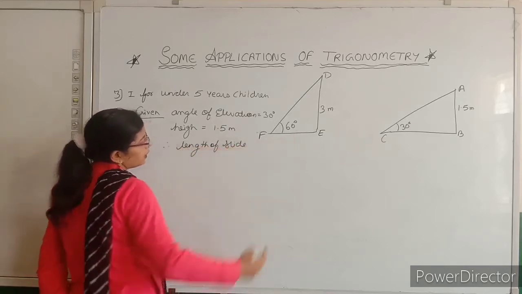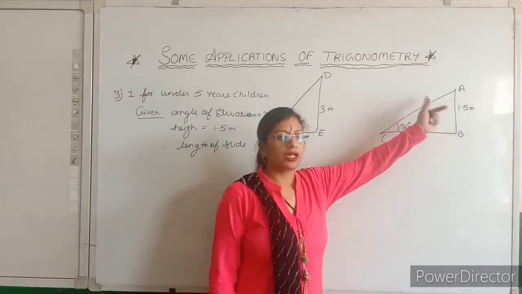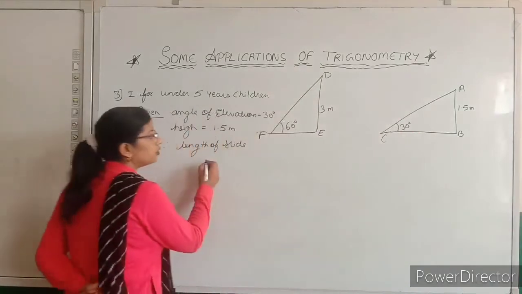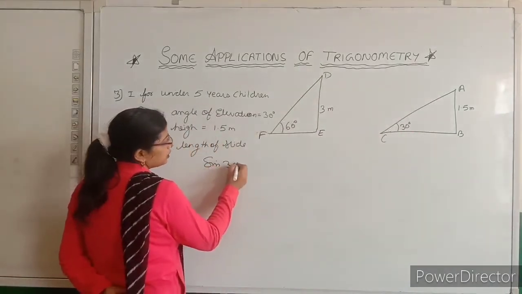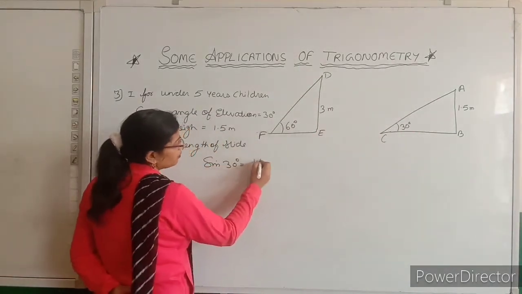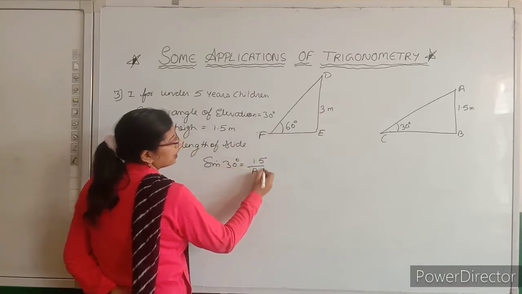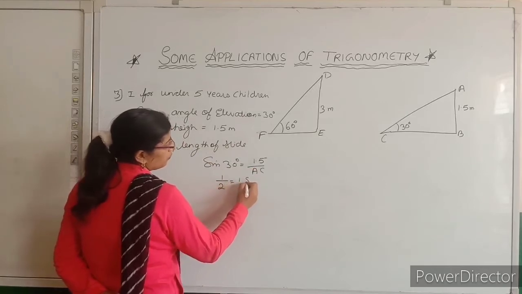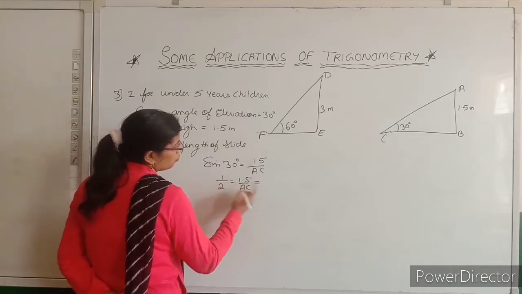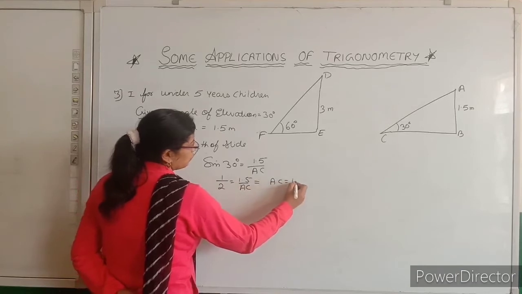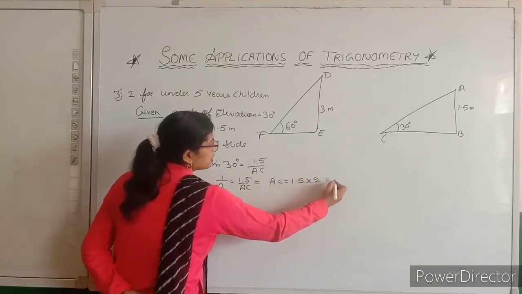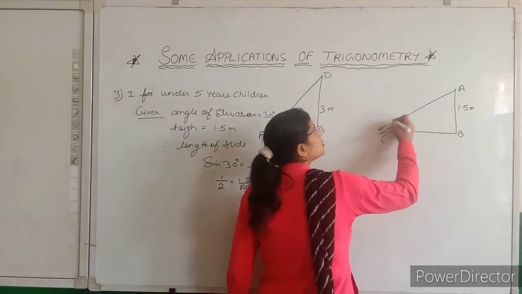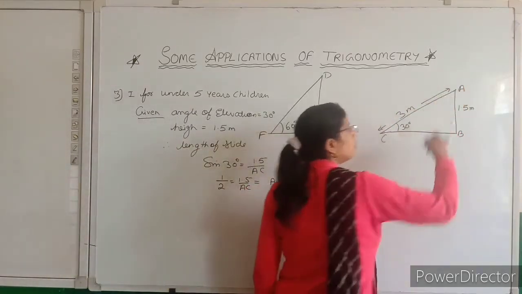how can we find? Look, the perpendicular is given, so we have to find the hypotenuse. The relation of perpendicular and hypotenuse is sin, so we put sin 30 degree is equal to 1.5, perpendicular upon hypotenuse. This is the length of a slide. So 1 upon 2 is equal to 1.5 upon AC. So what you will do? Cross multiply. AC is equal to 1.5 into 2. That means 3 meter. So this is the length of the slide, 3 meter, for children under 5 years.